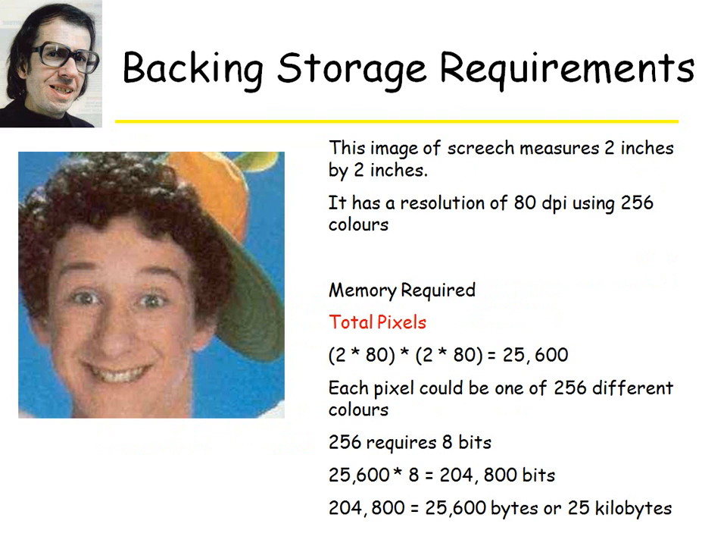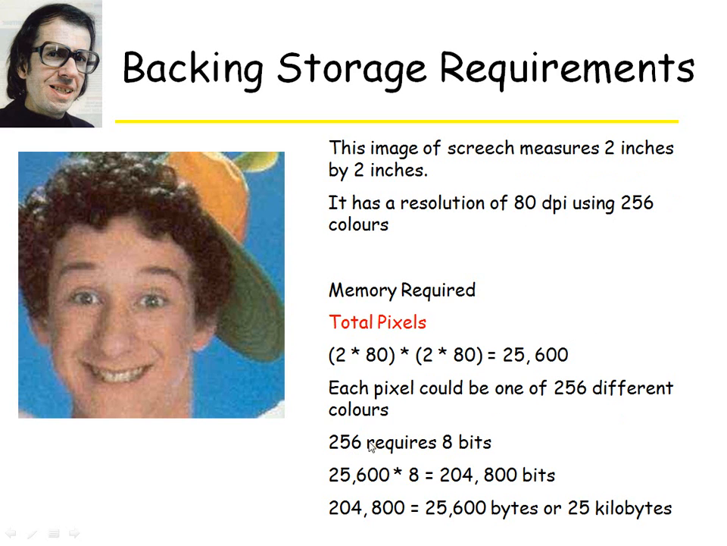Working out the image requirements and backing storage of certain images. You can see here we've got a 2x2 inch image. It's got a resolution of 80 dots per inch, and it uses 256 colours, which is the new piece for us. So similarly to before, we work out how many pixels there are. So there's 25,600 pixels. And each pixel could be one of 256 different colours.